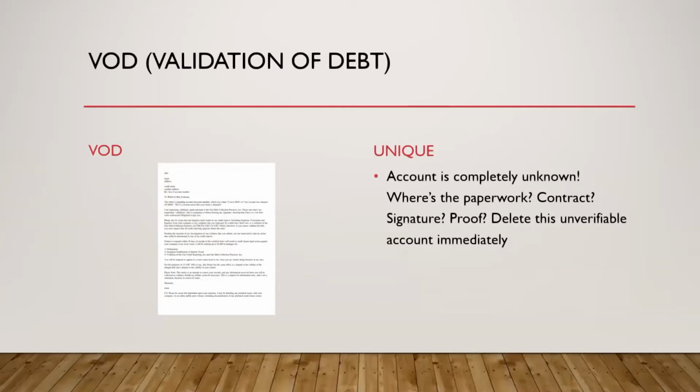The next one is the VOD, validation of debt. On the left, you see the VOD template, which is VOD template 1 out of the 4 series. You can find this online on my website at expertcreditsweeps.com/VOD. The free letter is right there. That VOD is going to go to the collection agency, and your dispute with the bureaus, on the right, simply states, account is completely unknown. Where's the paperwork, the contract, the signature, the proof? Delete this unverifiable account immediately. As simple as that.